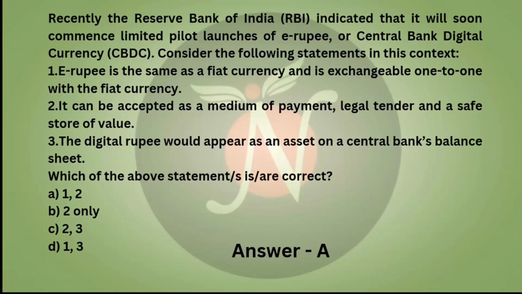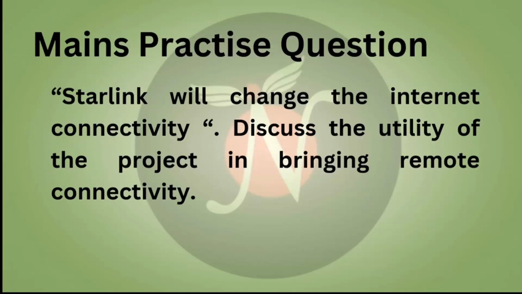Moving further toward our mains practice question, the question says, Starlink will change internet connectivity. Discuss the utility of the project in bringing remote connectivity. You have to answer this question in 250 words. Write your answer and send it to us on our WhatsApp number to get it reviewed.